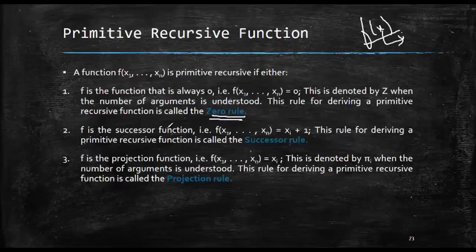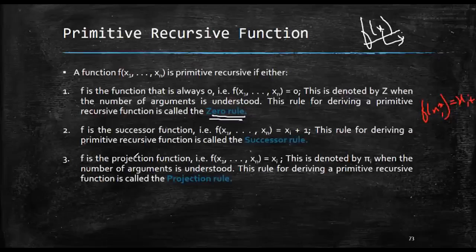Now what about it being primitive recursive? It can be primitive recursive even if it is a successor function, that is, f of x1 and so on up to xn will give you xi plus 1. So if you take f of xi, then it will give you the value xi plus 1. This rule is known as the successor rule or the successor function.